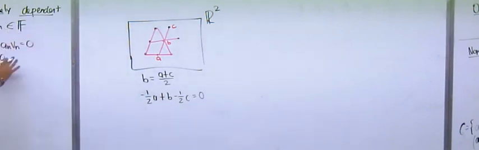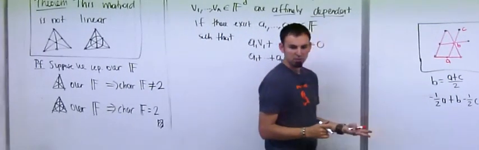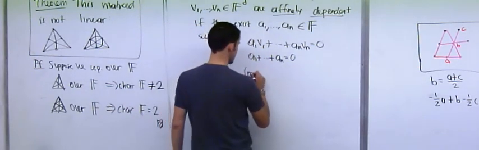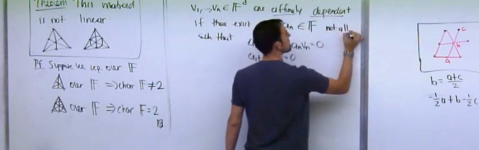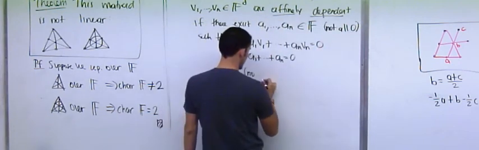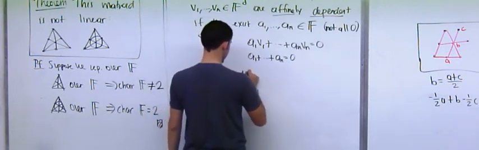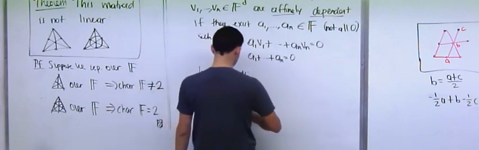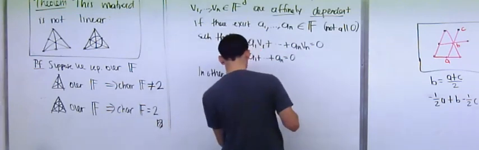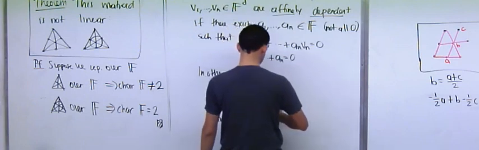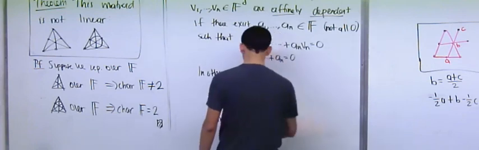And so this notion of affine dependence really says you're not allowed to have 3 points on a line, you're not allowed to have 4 points on a plane, etc. But you also want all the ai not 0. And I want to say that at least one of them is not 0. In other words, I have no 3 points on a line, no 4 points on a plane.